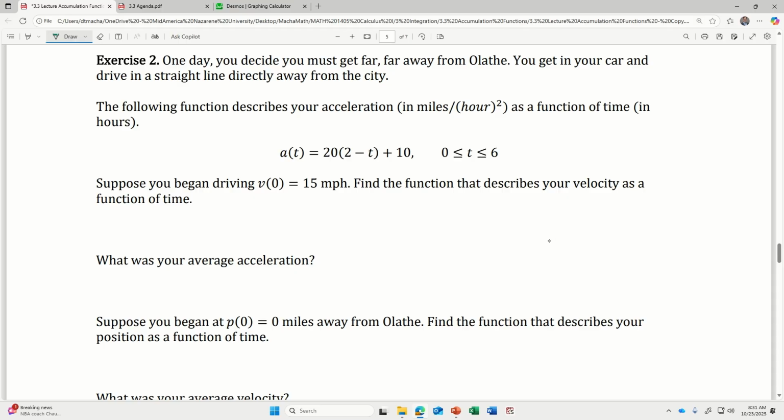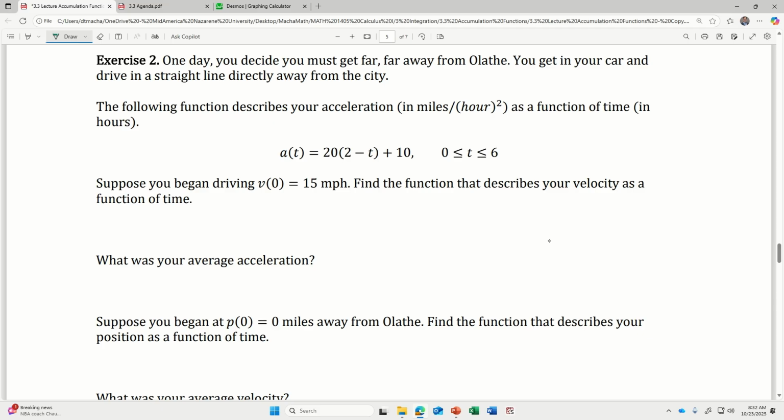One day you decide you must get far, far away from Olathe. You get in your car and you drive in a straight line directly away from the city. The following function describes your acceleration in miles per hour squared as a function of time in hours. Suppose you began driving at 15 miles an hour. Find the function that describes your velocity as a function of time.